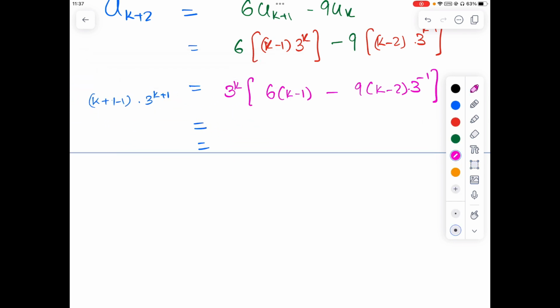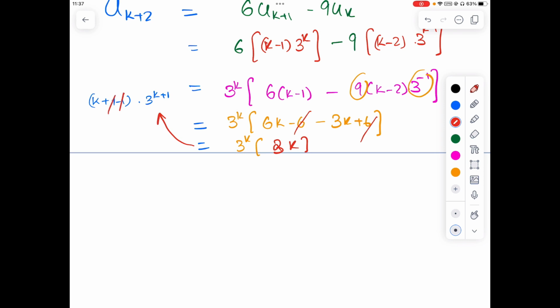So our next working will become 3^k times (6k minus 6 minus 9 divided by 3). 9 divided by 3 is 3, so minus 3k plus 6. So what does it become? 3^k times, 6 and 6 get cancelled, 2k minus 3k... So I think that gives us this answer, because 1 and 1 get cancelled, k times 3^(k+1). So we have been able to prove that one.